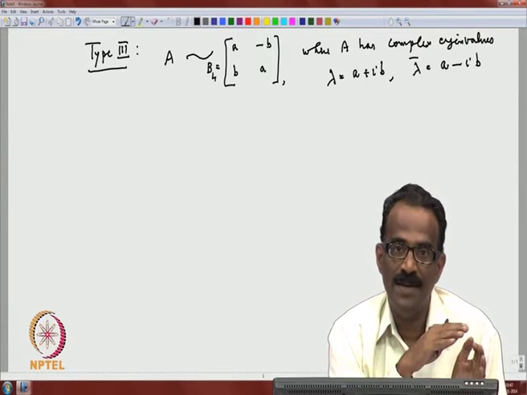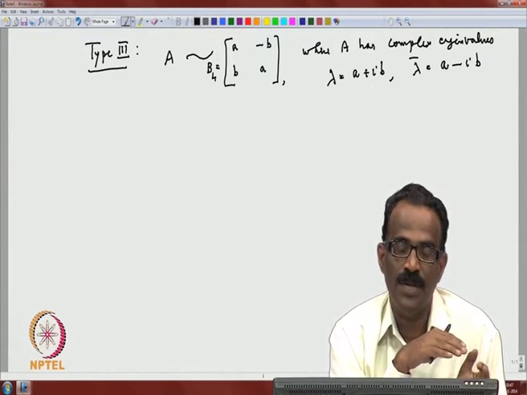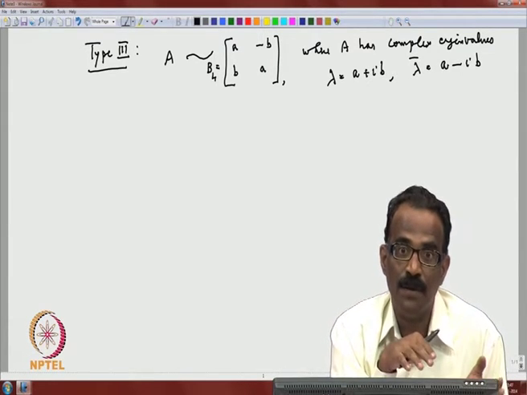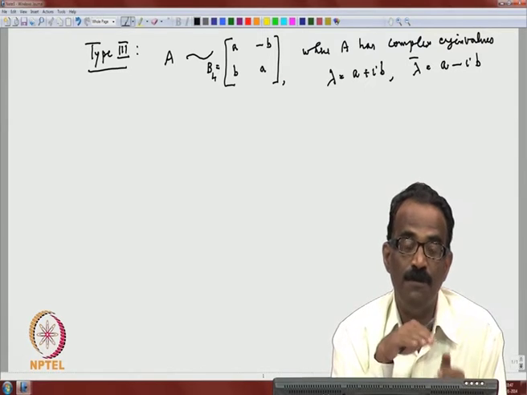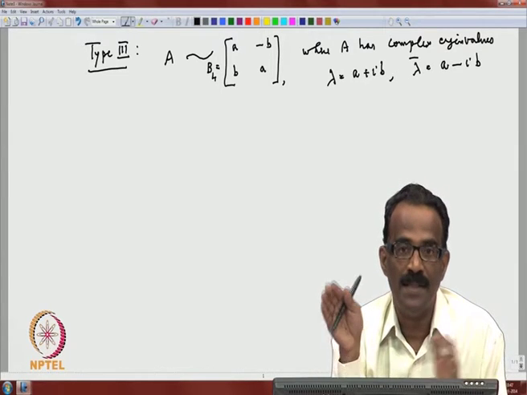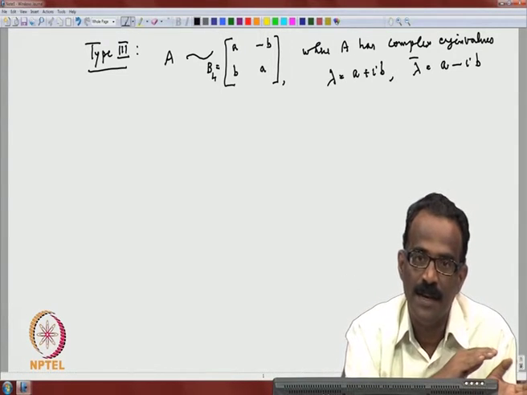So, our aim now, as I said again, if you want to understand the linear system x dot equal to Ax, especially the nature and the behavior of solutions, it is enough to understand the systems corresponding to B1, B2, B3, B4. And then we can record everything.